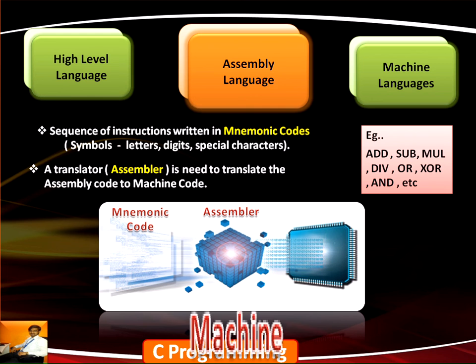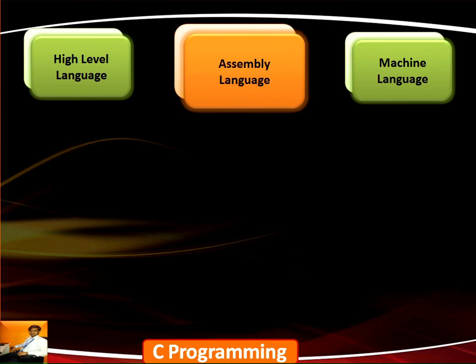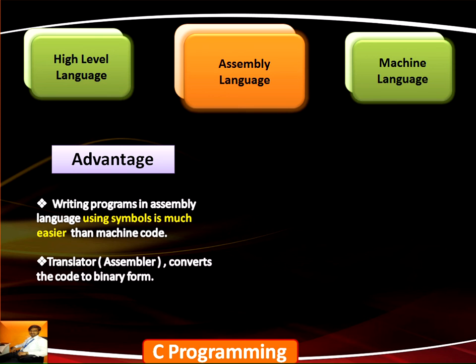An assembler is a translator which is going to take the assembly code as an input and translate the assembly code into something a machine can understand, that is, into binary information. The merits of this assembly language are that it is much easier to write the programs using symbols, which is easier than writing things in machine code, and the translator will help us convert these assembly codes into something a machine can understand.